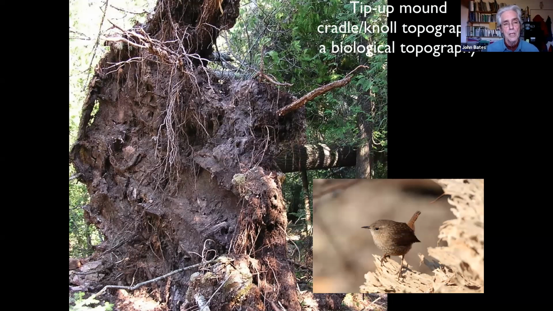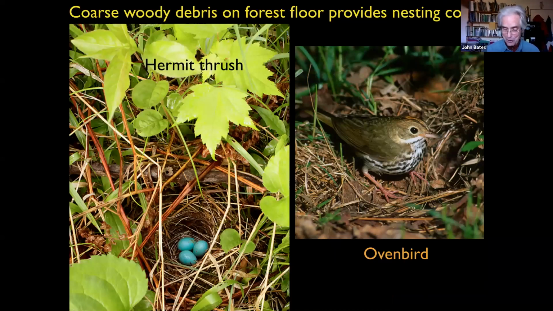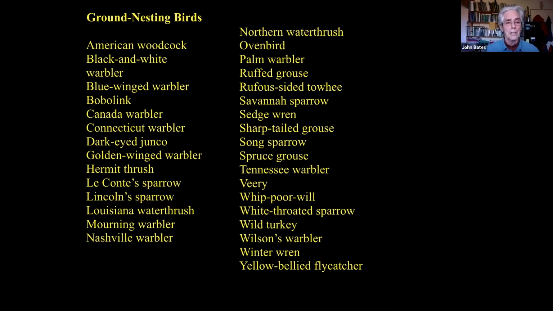The coarse woody debris on the forest floor provides nesting cover for a whole lot of ground nesting birds. One of the most beautiful singing birds in the Northwoods is the hermit thrush. Ovenbirds are less beautiful in their song, but quite common. Teachering away, nesting on the ground. There are some 32 or 33 species of birds in Wisconsin that nest on the ground.